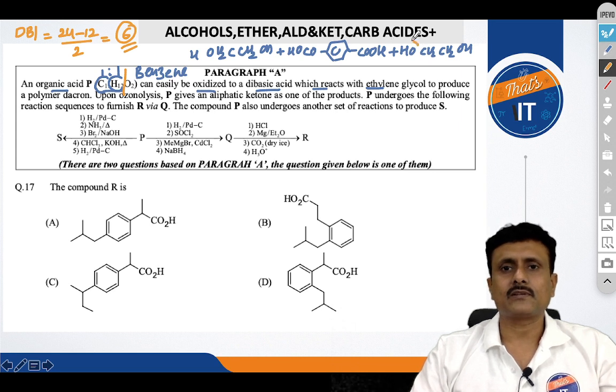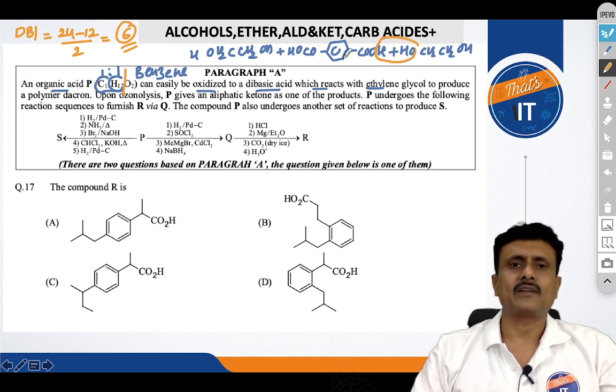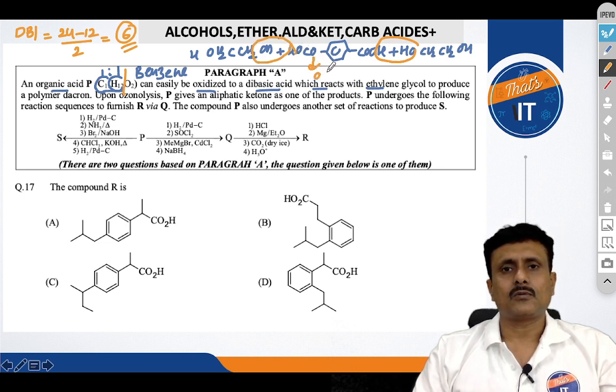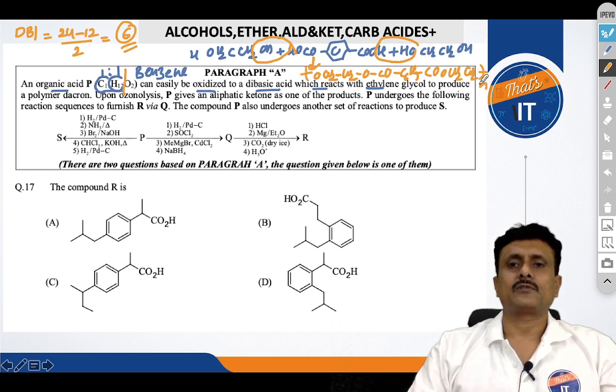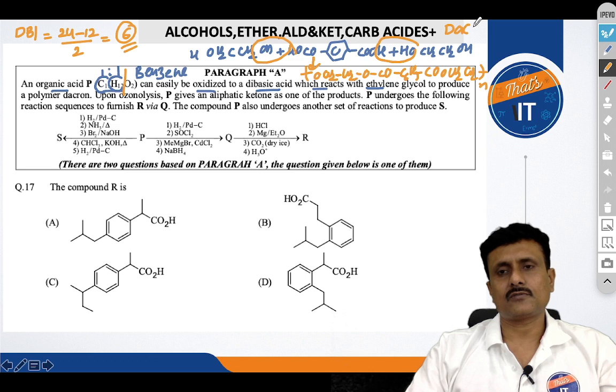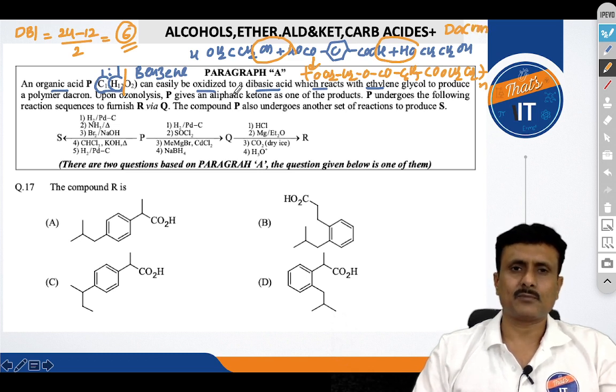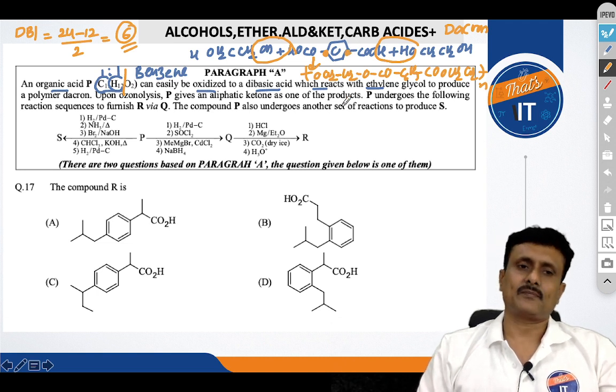So what you have to do here, remove water. It's a polyester, isn't it? So Dacron is a polyester. So you will be getting what? O CH2 CH2 O CO C6H5, that is benzene, COO CH2 CH2 and so on. So this is what you call as Dacron, right? So the formation of Dacron indicates that the positioning of the substitution is 1, 4.